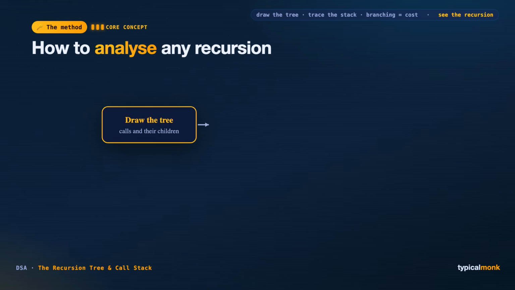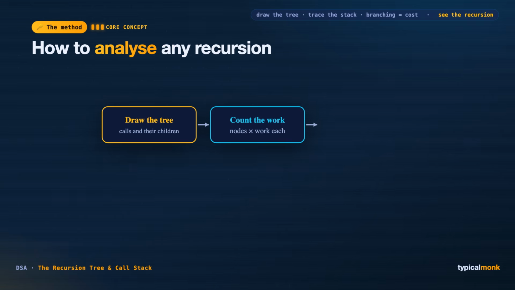Let us turn all of this into a repeatable method, three steps to analyze any recursion you meet. First, draw the tree. Write the top call as the root, and draw the recursive calls it makes as children, level by level, down to the base cases. Even a rough sketch of the first few levels usually reveals the shape, a straight line or branching.